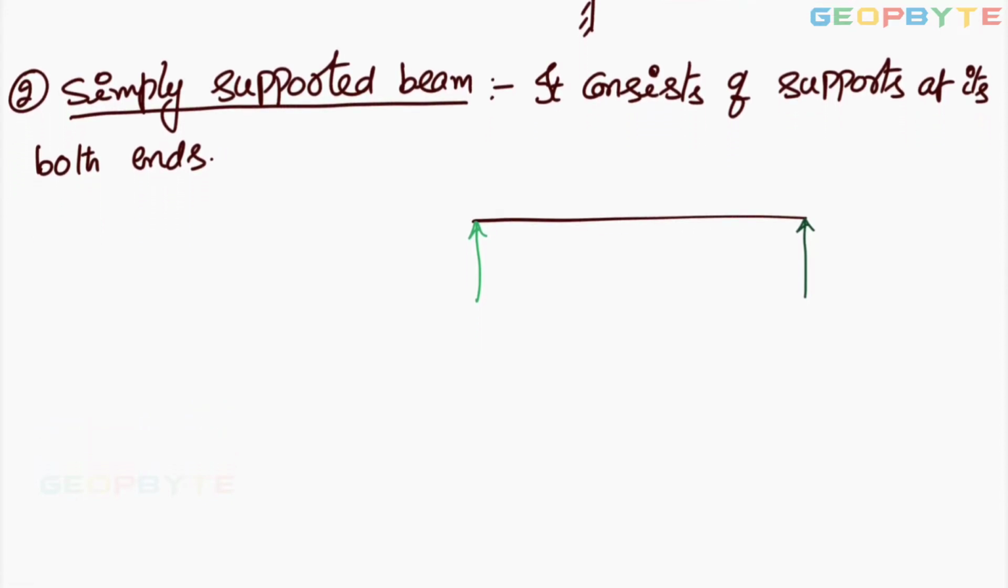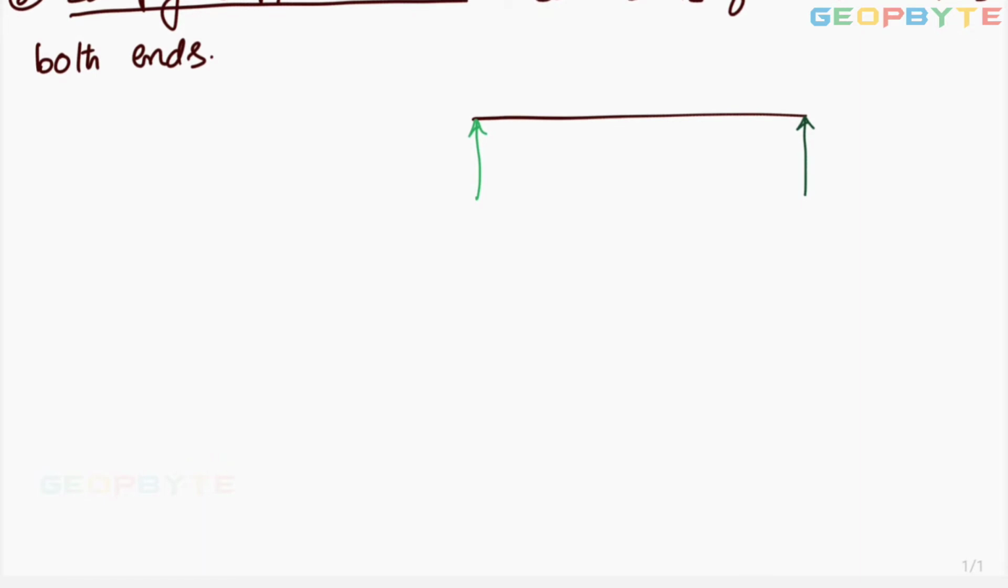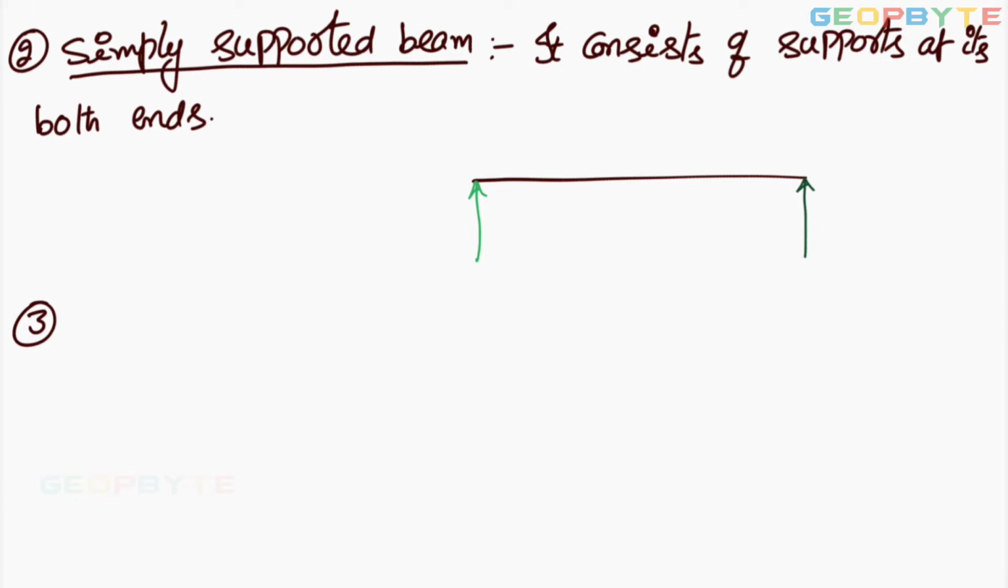Similarly, one more beam is the fixed beam. Before going to discuss the fixed beam, let us write the overhanging beam.